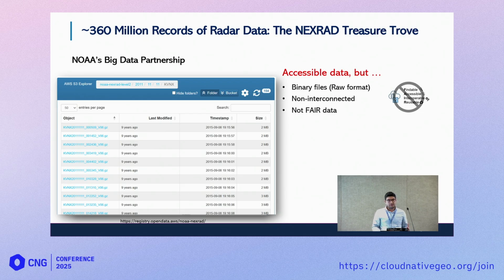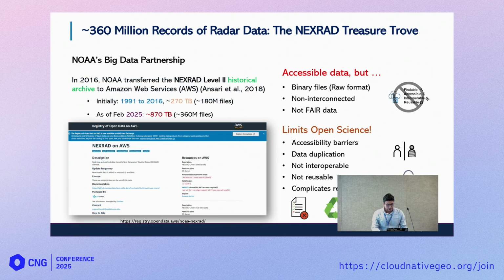binary raw format files, compressed files, as you can see here. What I'm showing you here is how the data looks in the Amazon S3 bucket. As you can see, it's individual compressed files, not interconnected, basically not FAIR data at all. It's just open data, but it's not FAIR data. So unfortunately, this limits open science. This creates accessibility barriers.